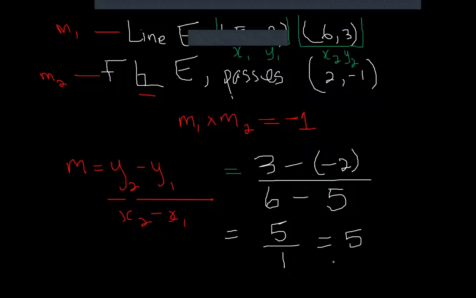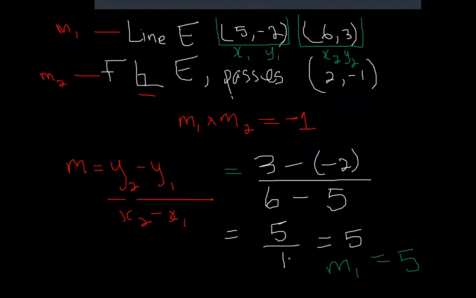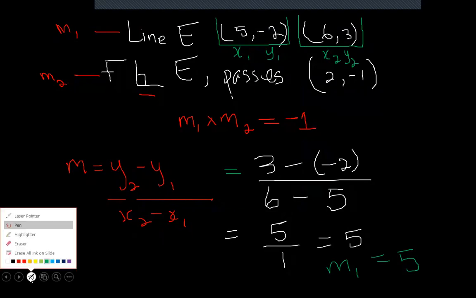So M1, which is the gradient of E, is equal to 5. Everybody understands that so far, right? All right.